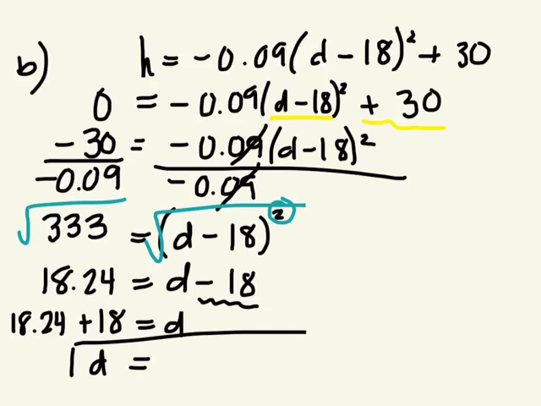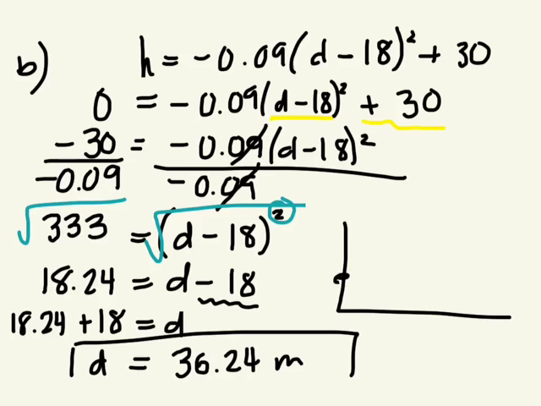What is the distance? 36.24 meters. That means that once the football was kicked, it goes here, and all together, how far did this guy kick the football? When it hit the ground, it hit the ground after approximately 36 meters. That's how far he kicked it.